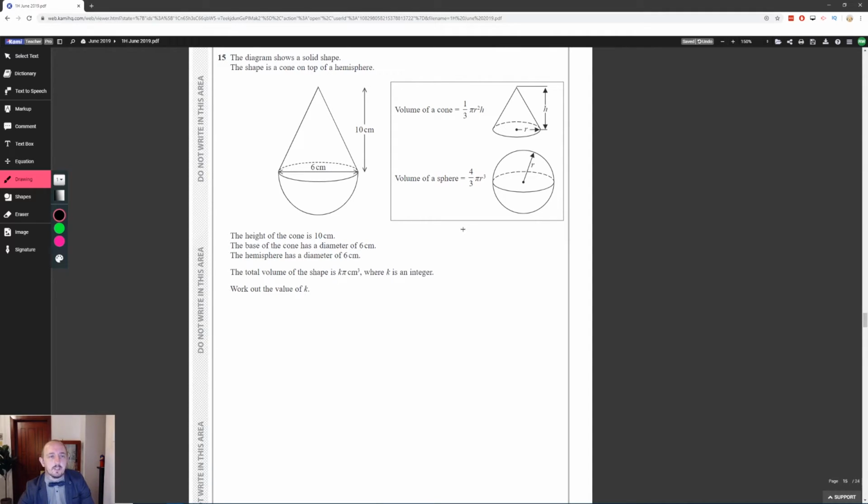Volumes of spheres and cones. The diameter, we're never interested in the diameter, we want the radius, which is 3. So we can now work out the volume of the cone. So volume of the cone is going to be 1/3 pi r squared, so 3 squared times the height. That gives us 1/3 times 9 is 3, times 10, that's 30 pi. The volume of the sphere, well, it's a hemisphere actually, is going to be half of 4/3 pi r cubed, is 2/3 pi r cubed, and r is 3 cubed, like that. So we need 2/3 of 27, so 1/3 would be 9, so 2/3 is going to be 18 pi. Add those together and we get k is going to be 48, because it wants it in the form of k pi. So 48 pi, so k is 48.